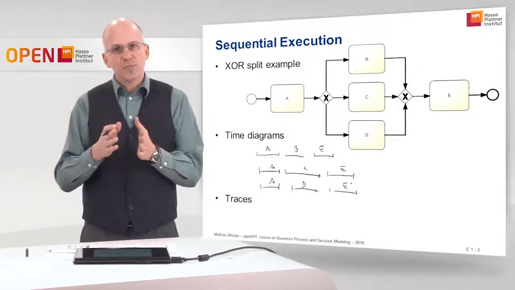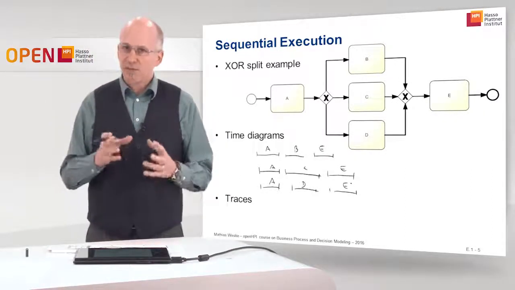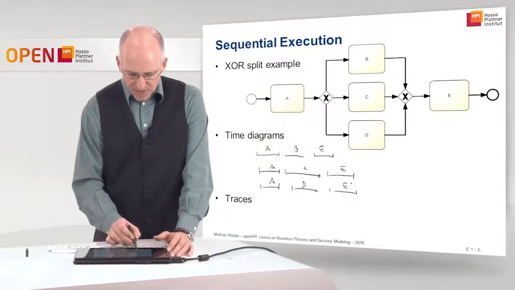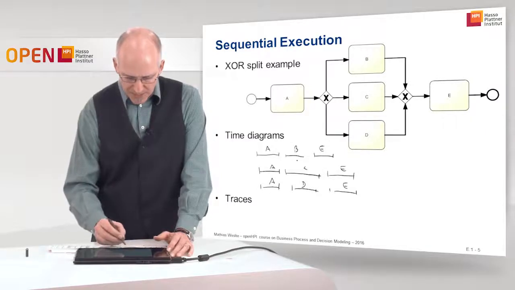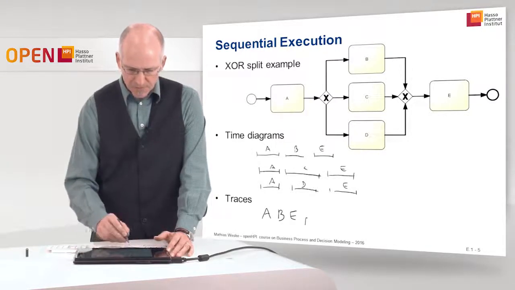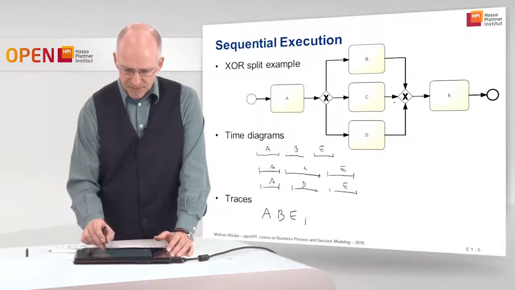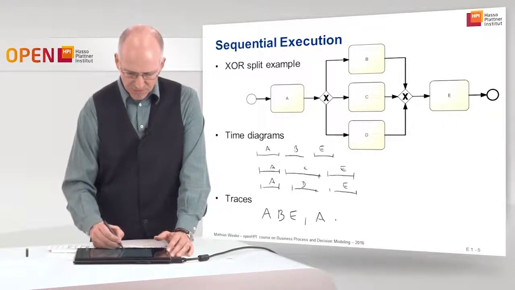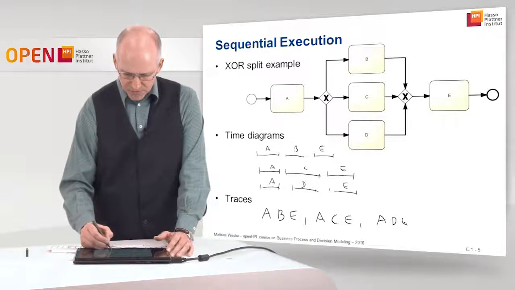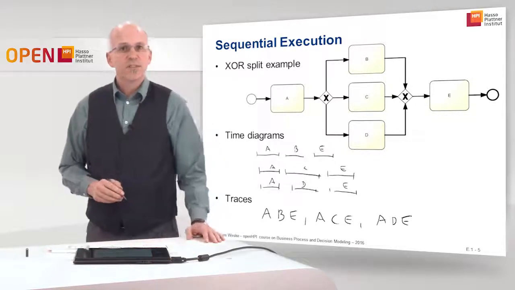We abstract from the runtime state, or from the running state of the activity instance, and just look at the termination. And there we have traces A, B, E that would reflect the first time diagram. First A, then B, then E. But we could also execute A, C, E. First A, then C, then E. And finally, ADE is also a valid trace for this process model.